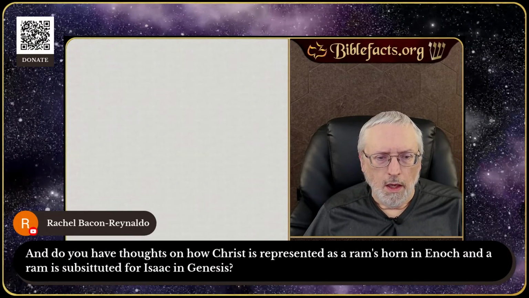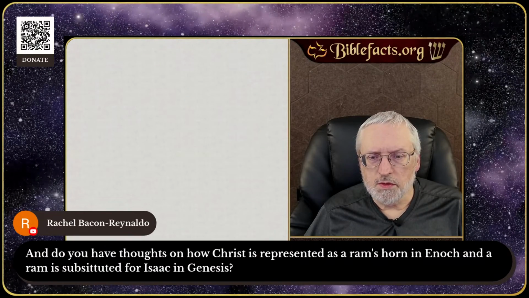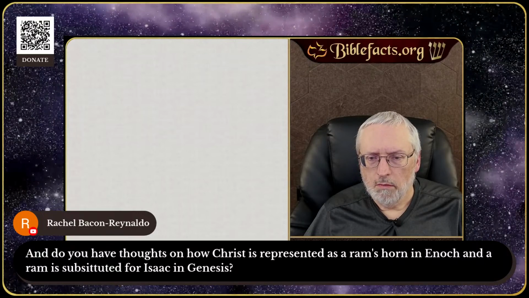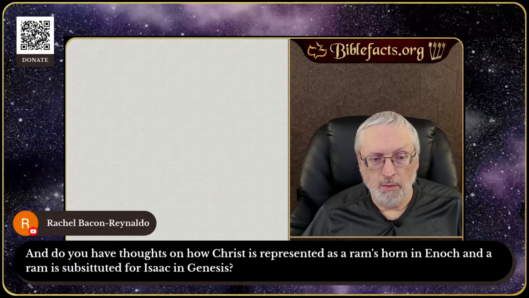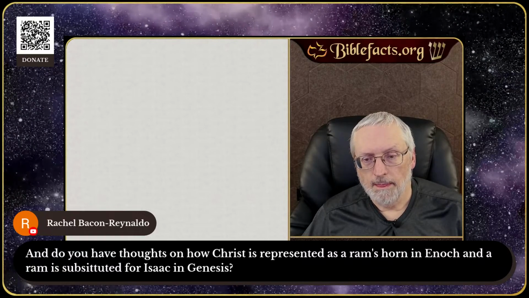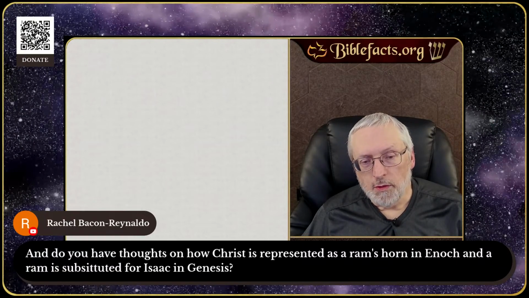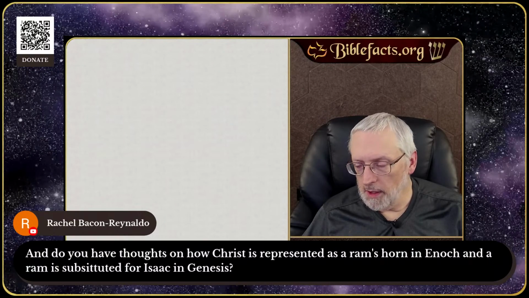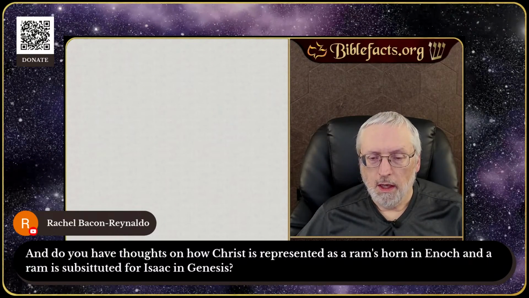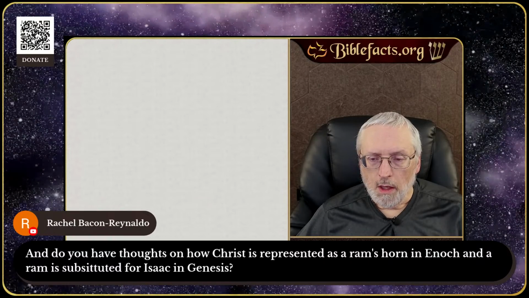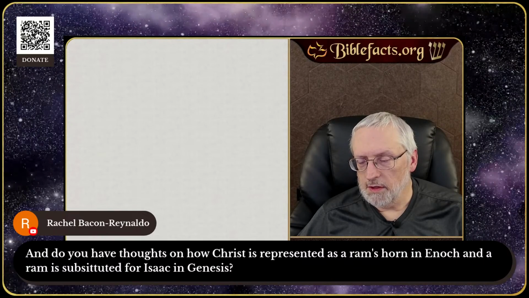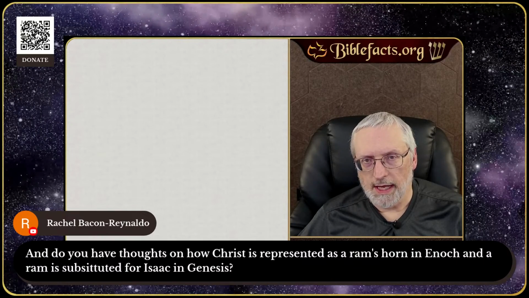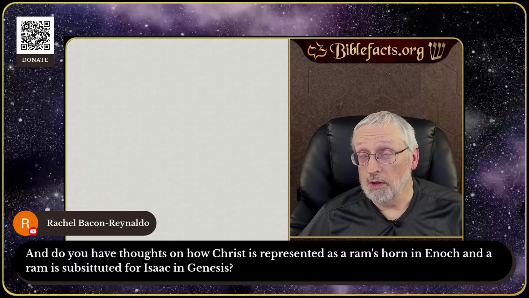Do you have thoughts on how Christ is represented as a ram's horn in Enoch and as a ram is substituted for Isaac in Genesis? Yeah, there's a few things that I had learned a ways back from a Messianic teacher, a friend of mine. One of the things I thought was interesting is that the 2 horns of the ram are called the first and the last trump. I think it was. I'll have to look that up.